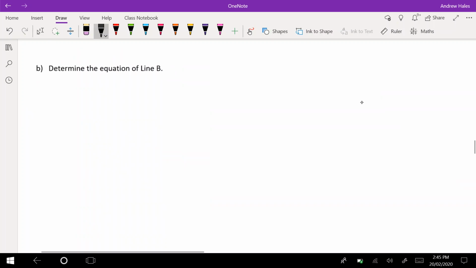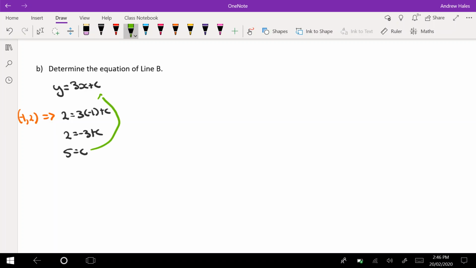Next up, line B. Same exact method. We know the gradient is equal to 3, so y is equal to 3x plus c. Substitute in my point, sorry, negative 1, 2. So 2 equals 3 times negative 1 plus c. 2 equals negative 3 plus c. 5 equals c. Put that back into here. So this one has y equals 3x plus 5.